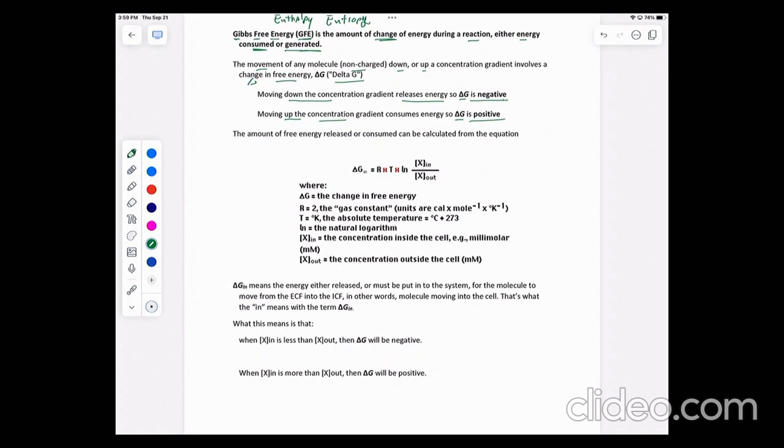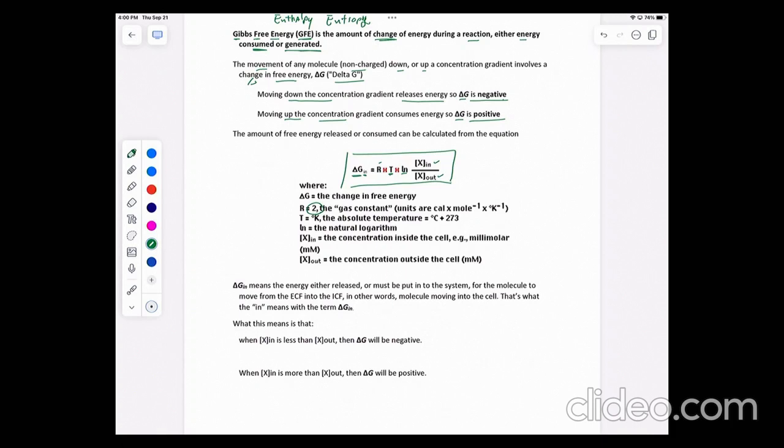So there is a formula that helps us with these types of calculations, and this is it right here. And this is simply stated: delta G, N is an IN, is equal to R. R is going to be gas constant. It's going to be 2, times the temperature of the system in Kelvin, times the natural log of the concentration of the particles inside the cell over the concentration of the particles outside the cell. So this is the formula you always use.